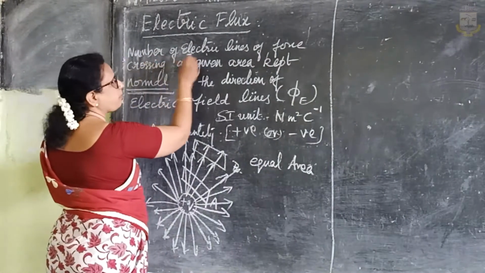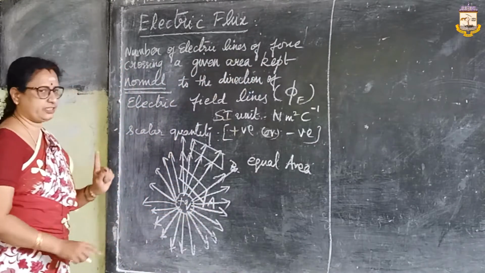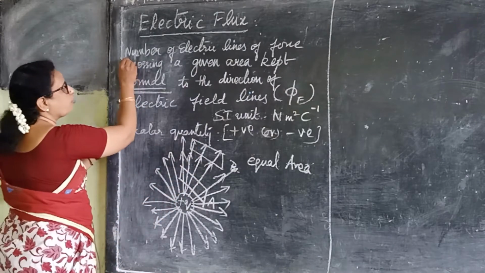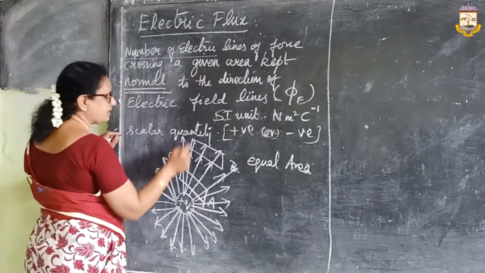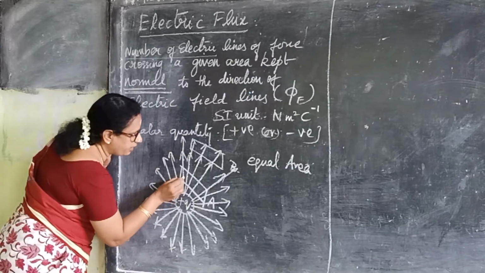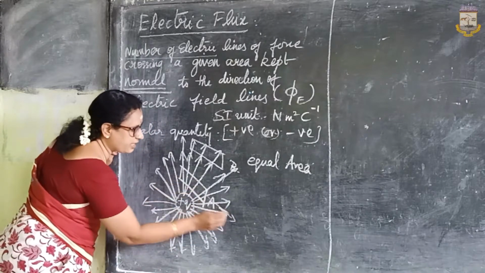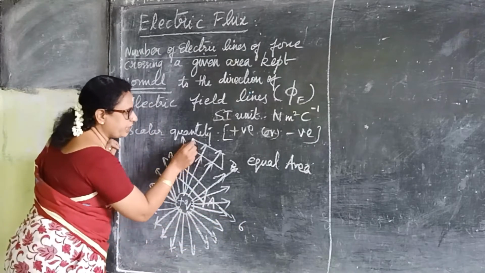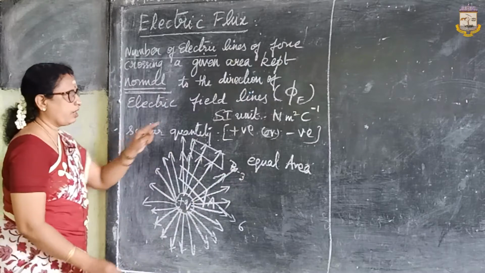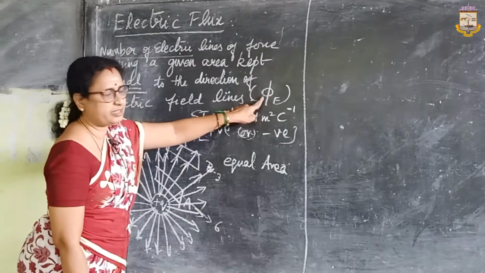Now, as per the definition, number of electric lines of force crossing a given area kept normal to the direction of electric field. I have kept these two areas normal to the direction of electric field, and let me count the number of electric lines of force crossing these two areas. So, if you just count, say 1, 2, 3, 4, 5, 6, the number of electric lines of force crossing this area A is say 6. But if you take this area B, the number of electric lines of force crossing this area B is only 3. Now, I told you the number of electric lines of force, that is electric flux, is represented by the letter phi E.